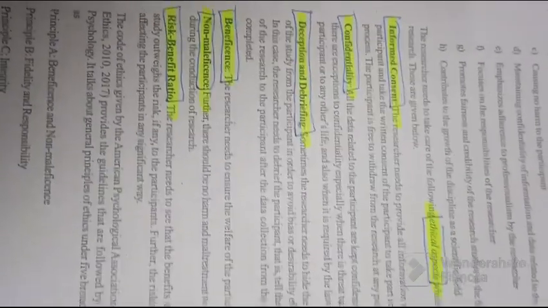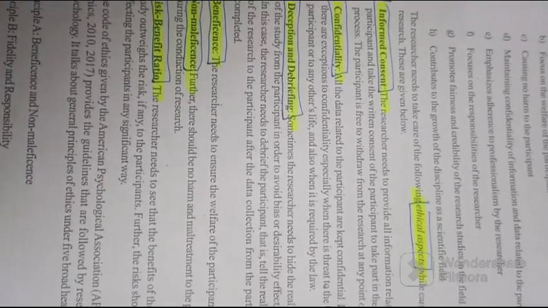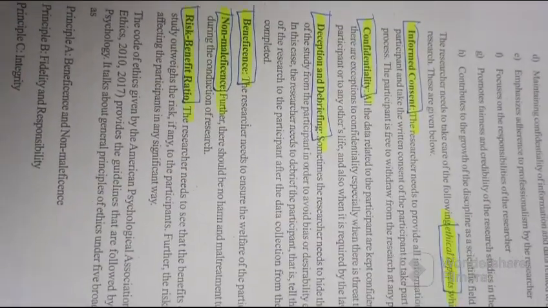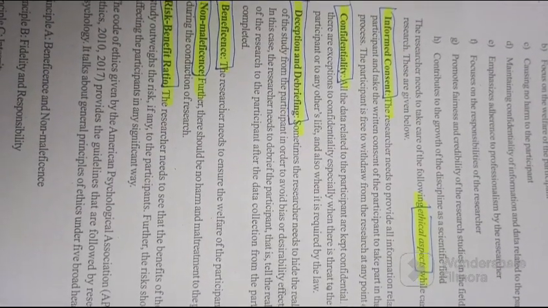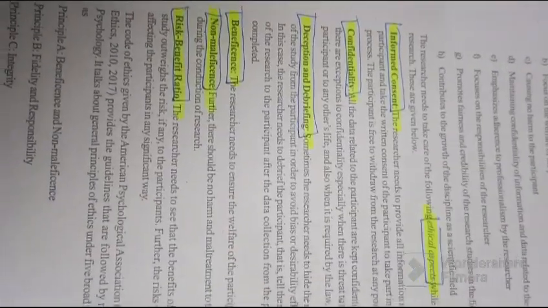Then next is beneficence. In this, the researcher needs to ensure the welfare of the participant, and he should not harm the participant in any way. That is non-malfeasance. There should be no harm and maltreatment to the participant during the conduction of the research. And next is risk-benefit ratio. The researcher needs to see that the benefits of the research study outweigh the risk. Okay, so the benefits from that research are so great that they can outweigh the risk. So the risk should not be affecting the participants in any significant way.